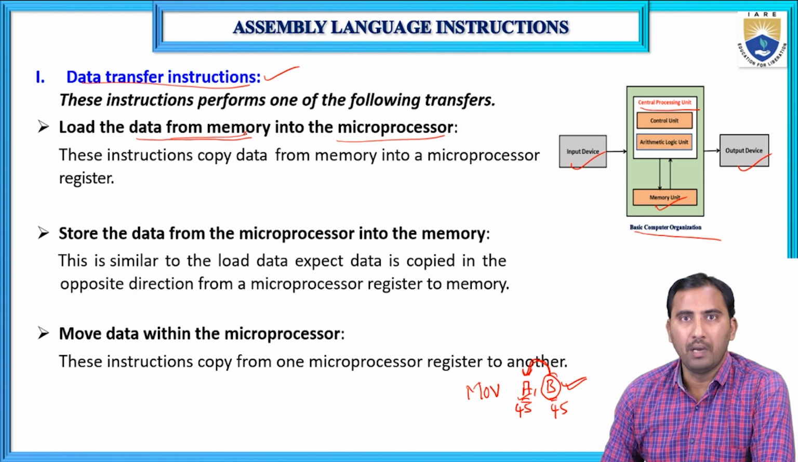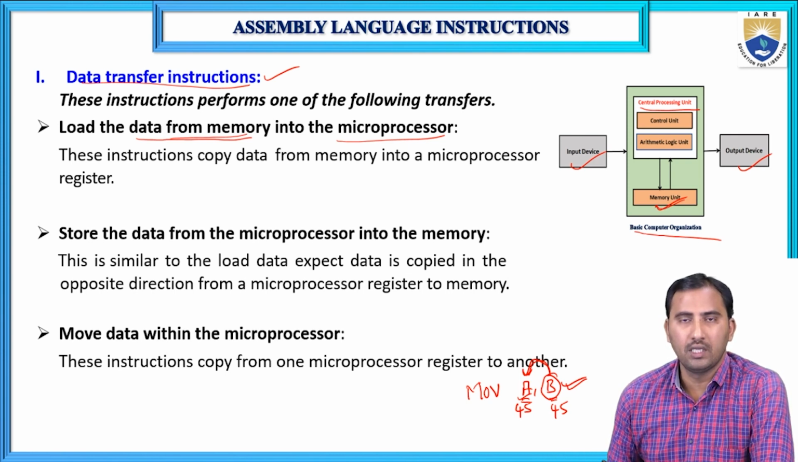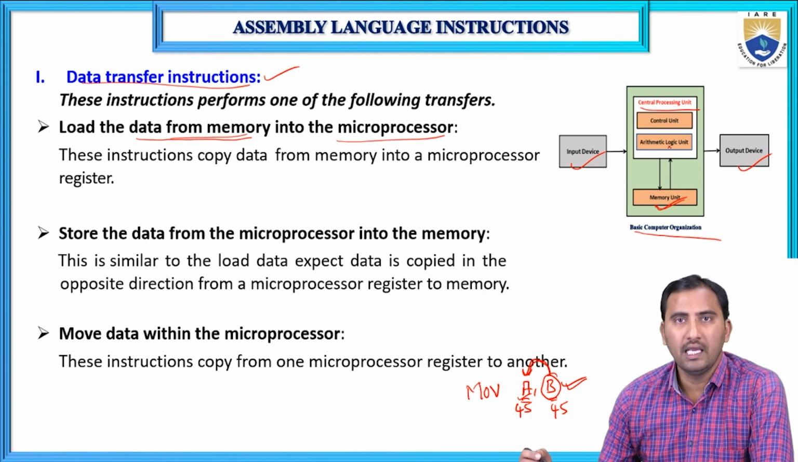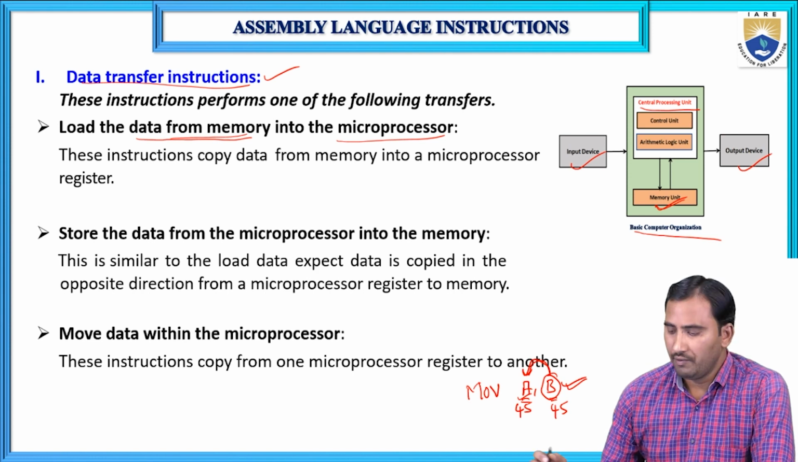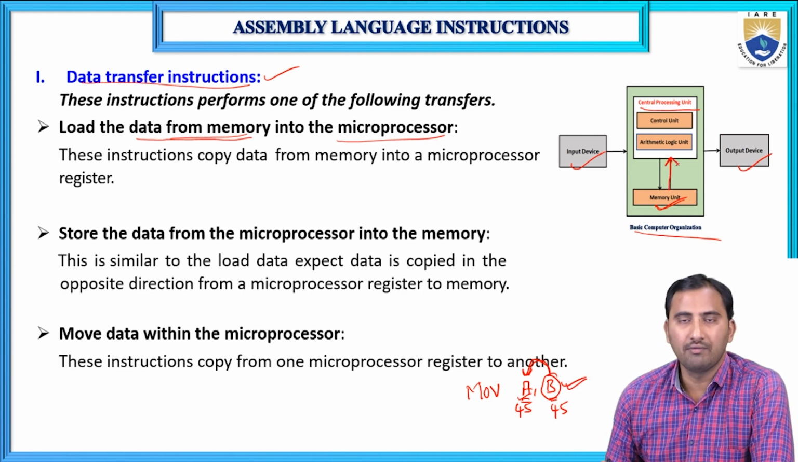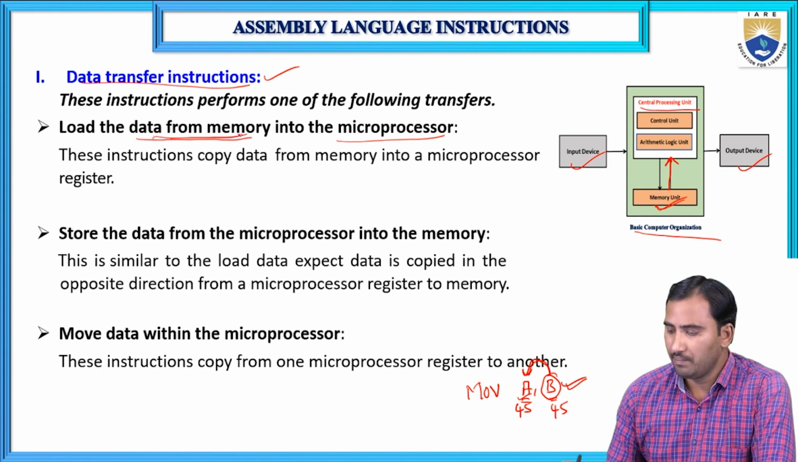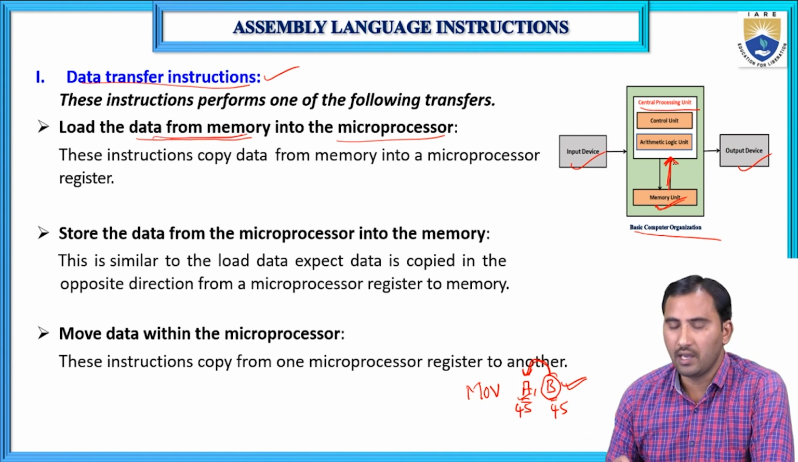First one is load the data from the memory into the microprocessor register. In general, we store the data in the memory. That data we copy to the registers which are available inside the microprocessor. Inside the CPU we have many registers. So we can copy the data from the memory to the registers of the microprocessor. That is the first way of transferring the data.